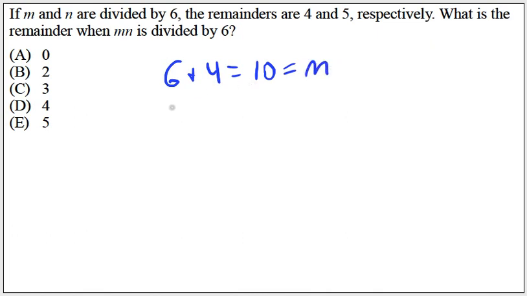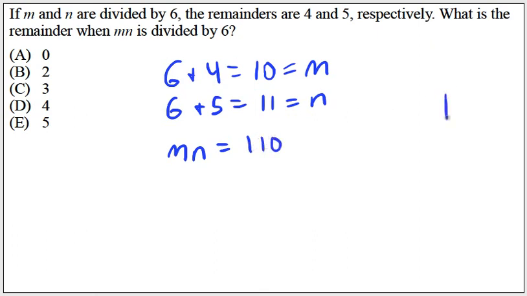And then we're going to do the same thing for n. We're going to say 6 plus 5, which is 11. When 11 is divided by 6, it gives us a remainder of 5. So n is 11. So that's the easiest way to find an m and n. And now the important thing is that that would work if we said 64 and 65, or 604 and 605. Anything that's a multiple of 6 plus 4 is going to work for m. And anything that's any multiple of 6 plus 5 will work for n. But to keep our numbers easy, we're going to use 10 and 11.